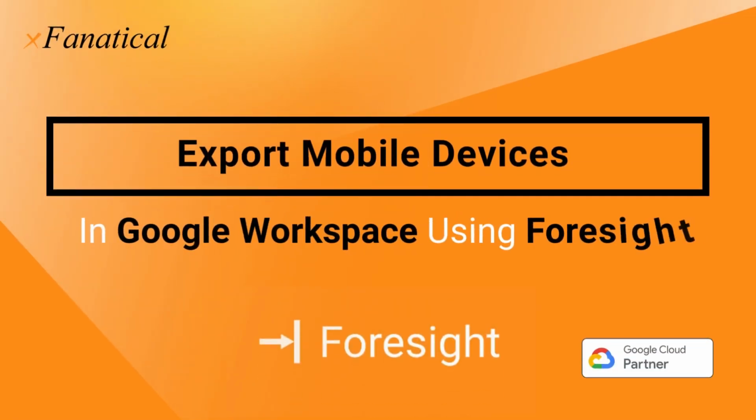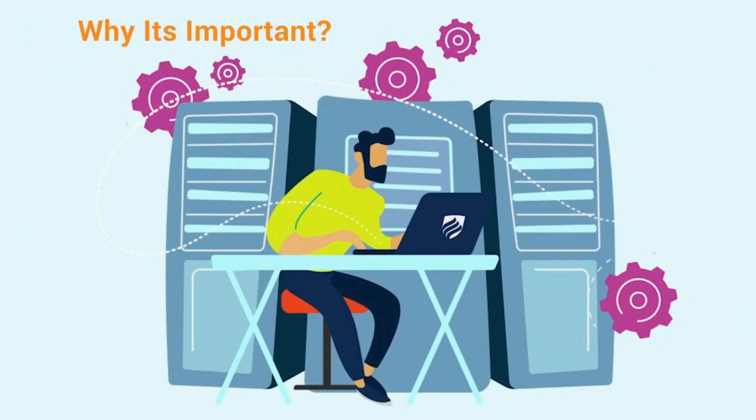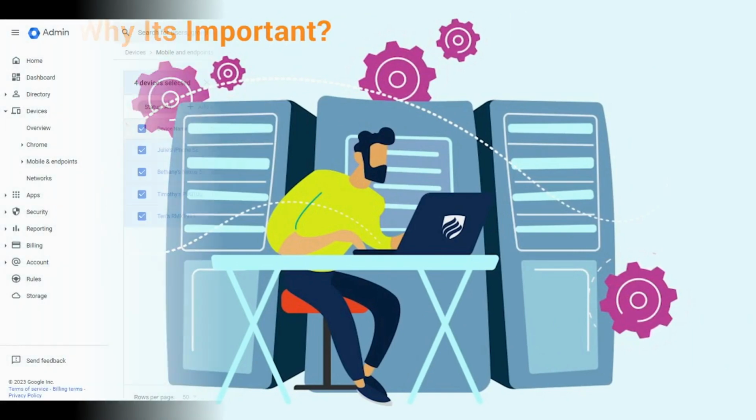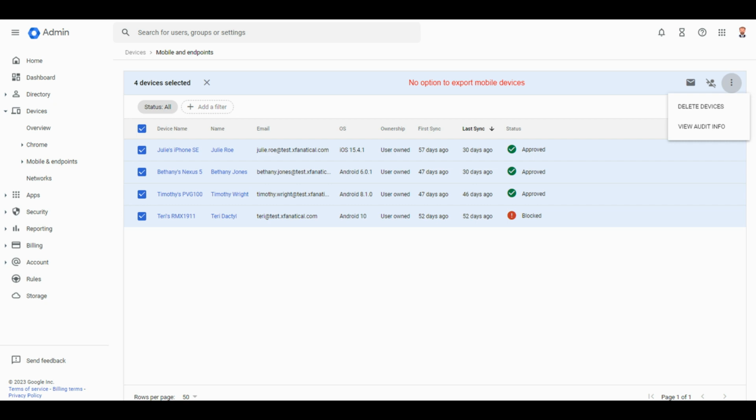In this short video, I'm going to demonstrate how you can export mobile devices list in Google Workspace using xFanatical Foresight. There are often times when the IT admin needs a list of all mobile devices in Google Workspace. Google Admin Console does not have this option. So how to export mobile devices? There should be a way to do this.